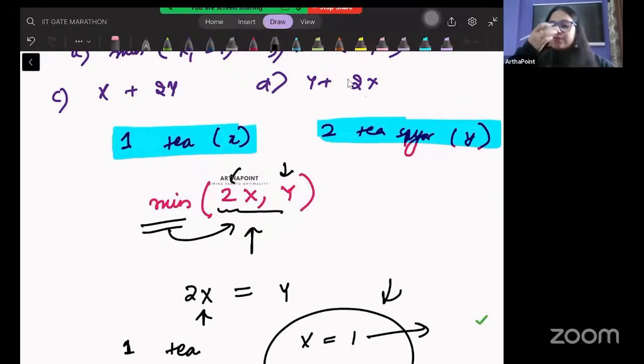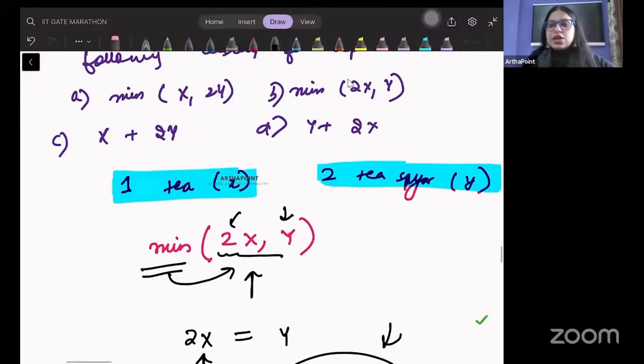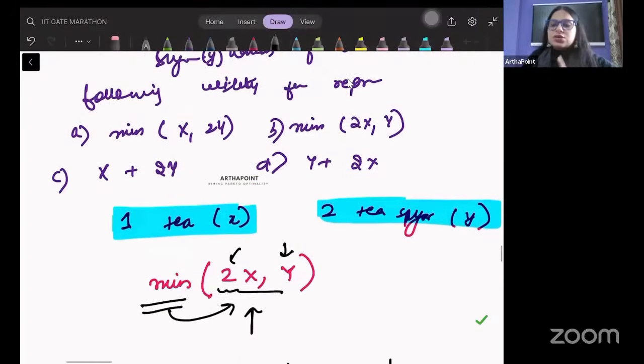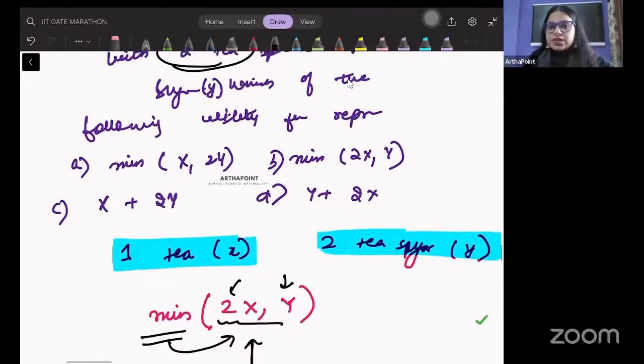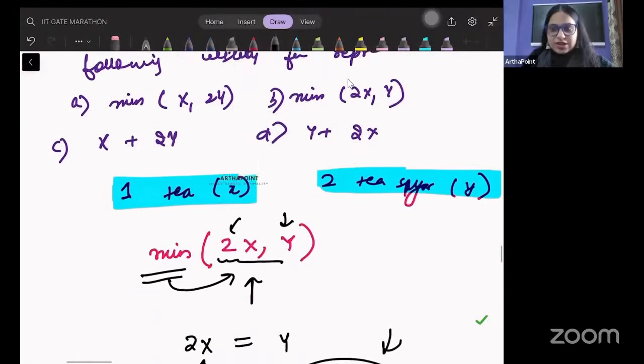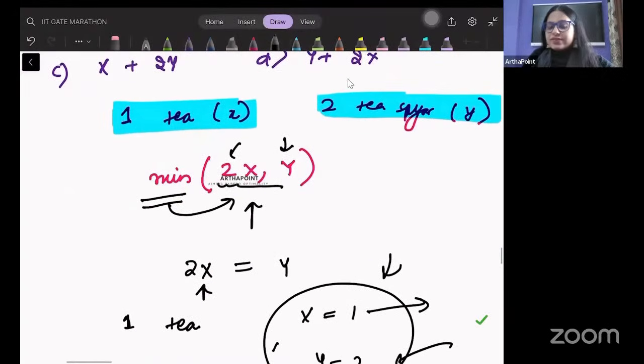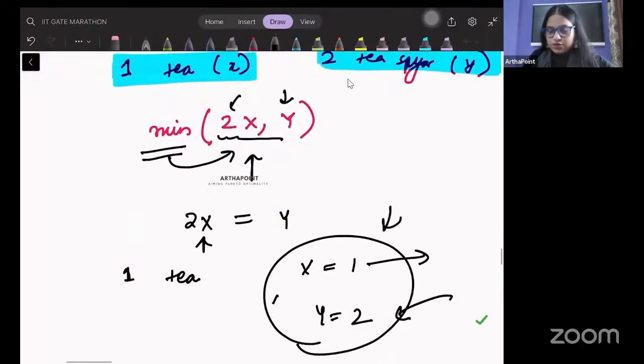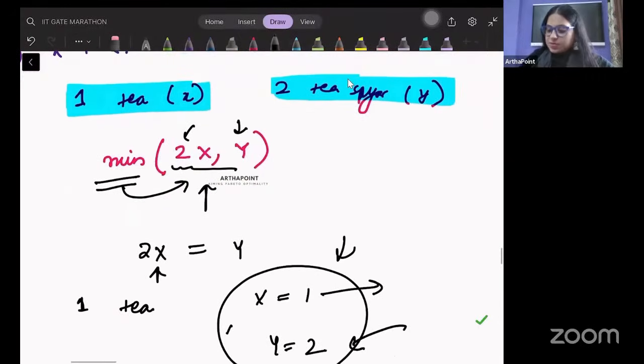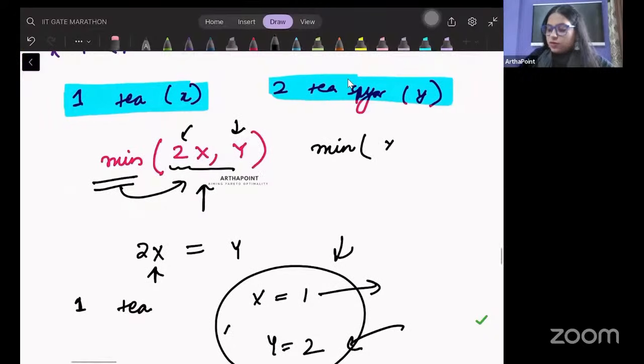Same method will apply for substitutes also. Exactly. You will always reverse the coefficients and then solve. ठीक है, तो एक और तरीका है इसको लिखने का, अगर रिवर्स नहीं करने हैं कोएफिशिएंट्स, तो दूसरा मेथड ऐसा भी हो सकता है that this can be written as min of x, y by 2. This is also the correct form of utility function.